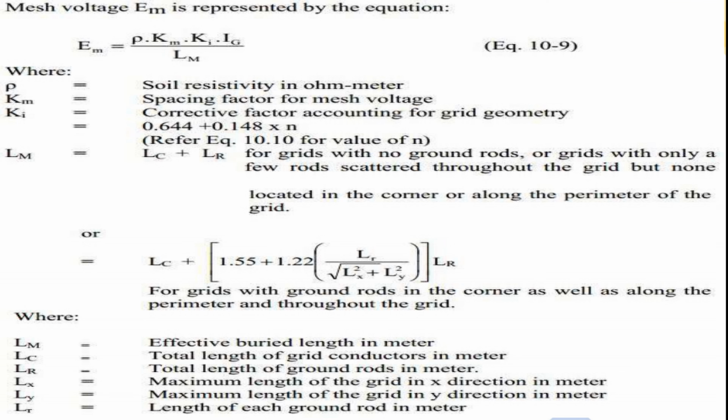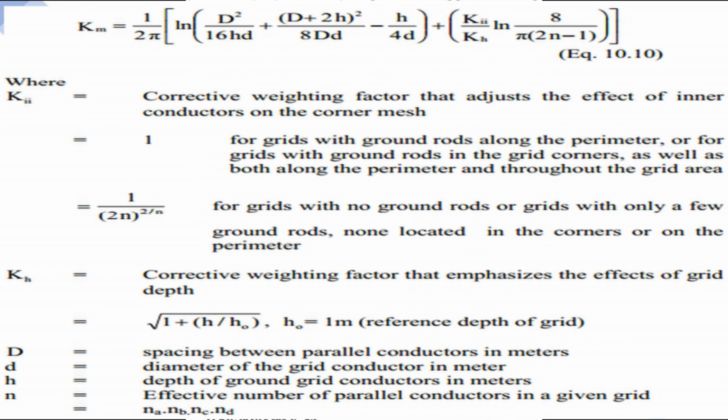The spacing factor K_M is calculated using a detailed equation involving the spacing D, the diameter d, the depth h, and the effective number of parallel conductors n. D is the spacing between parallel conductors, typically measured in meters. The diameter of the grid conductor, d, is also a factor, often specified in millimeters and converted to meters. The depth of the ground grid conductors, h, is another important variable in the calculation.